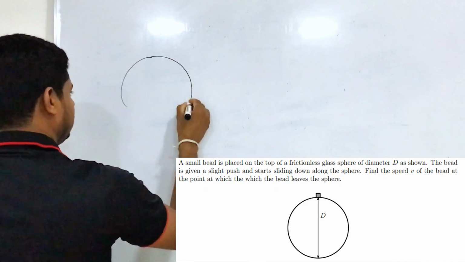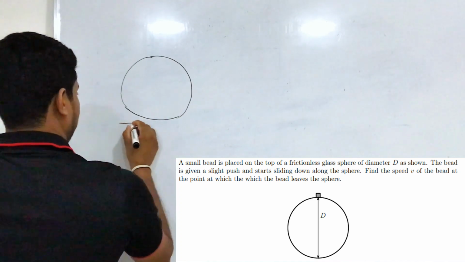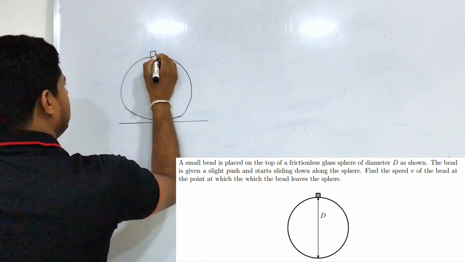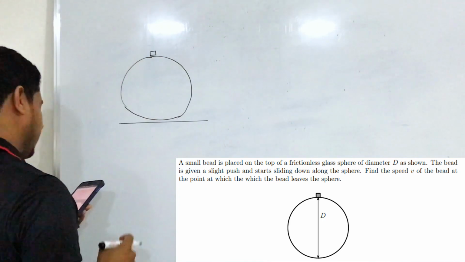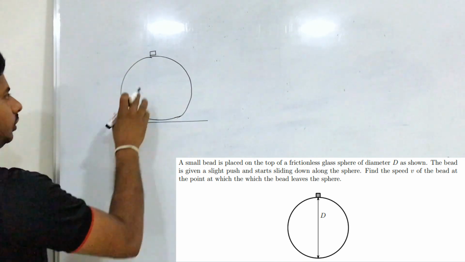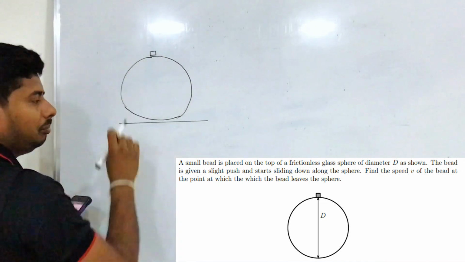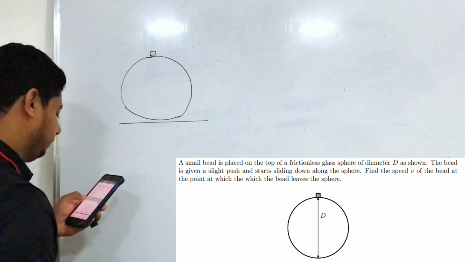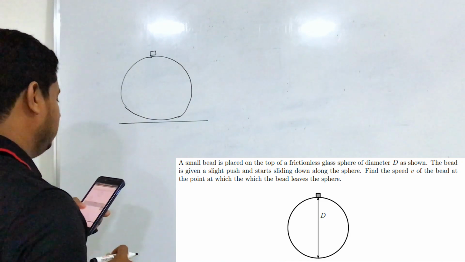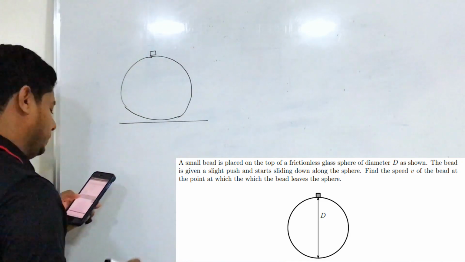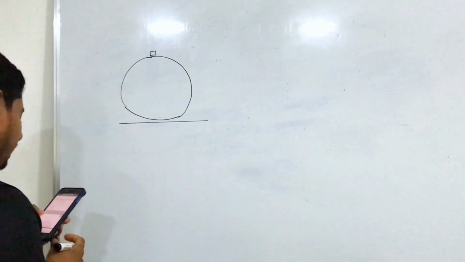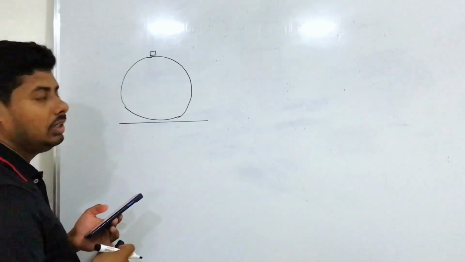So we have a glass sphere which is placed on a horizontal surface, and a small bead is kept at the top of the glass sphere. The bead is given a slight push. So this glass is fixed and you are keeping a very small bead on top and you are giving a slight push, and it starts sliding along the sphere. So this one will be falling along the sphere. Find the speed v of the bead at the point at which the bead leaves the sphere.